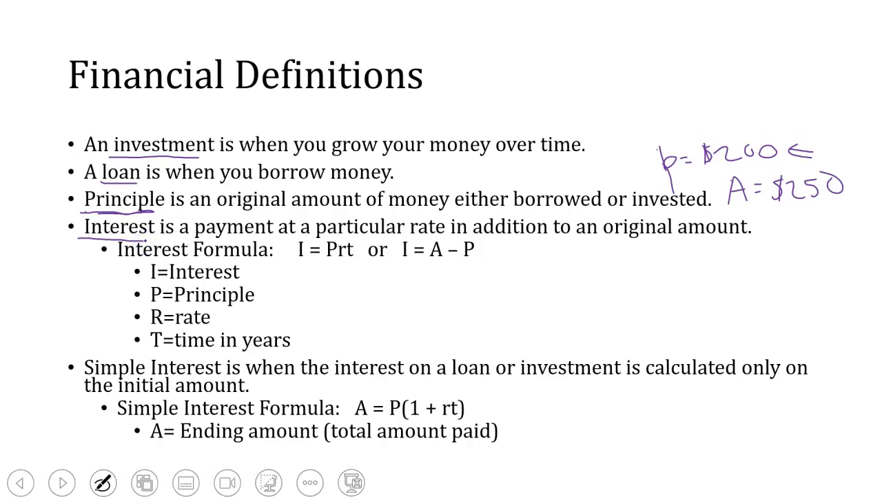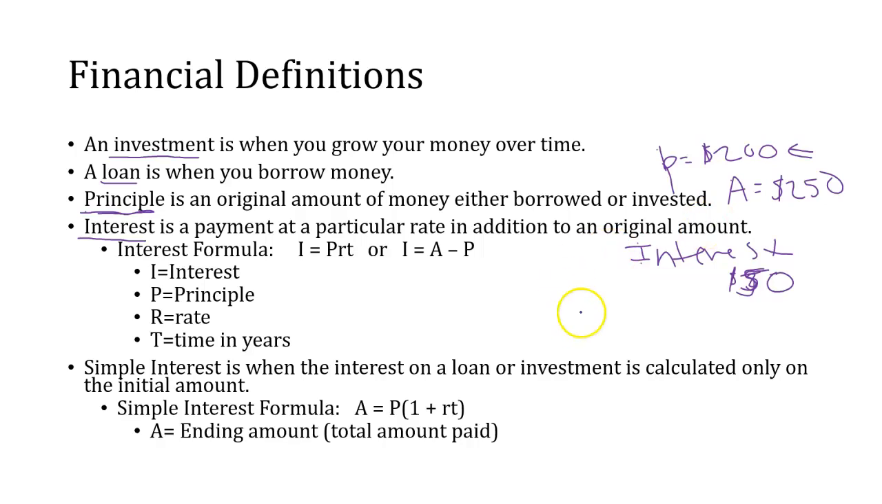Interest is a payment at a particular rate in addition to the original amount. So your interest will be that $50. The principal is the $200, the interest is $50, and in total, you pay your parents $250 back.